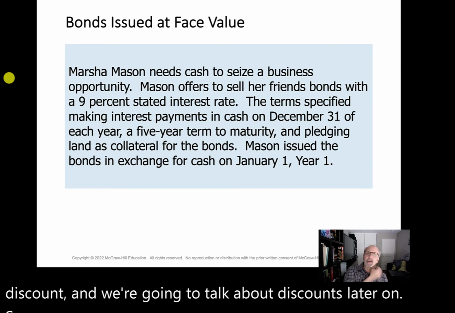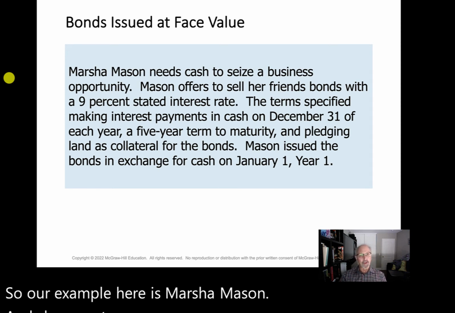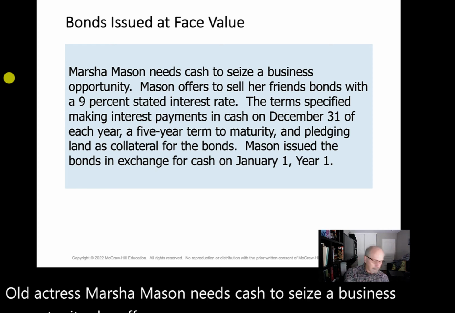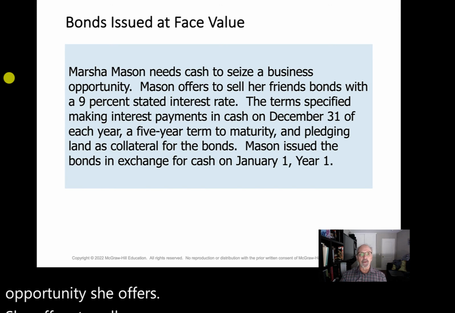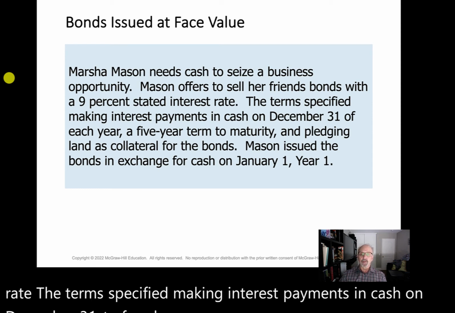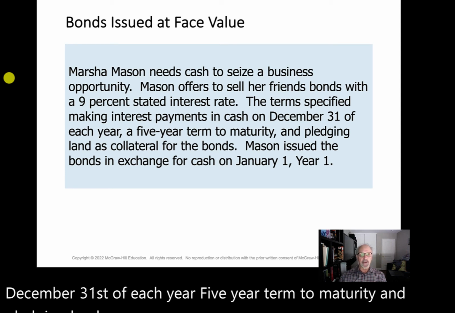So our example here is Marsha Mason. Isn't she an actress? Old actress. Marsha Mason needs cash to seize a business opportunity. She offers to sell her friends bonds with a 9% stated interest rate. The terms specified making interest payments in cash on December 31st of each year, a 5-year term to maturity, and pledging land as collateral. Mason issued the bonds in exchange for cash on January 1st.